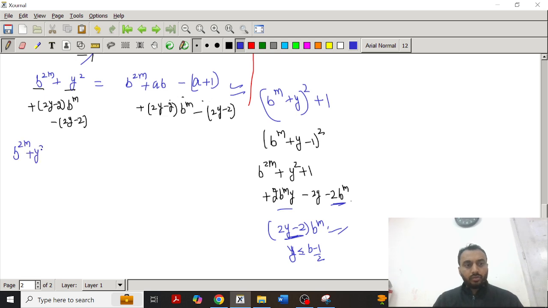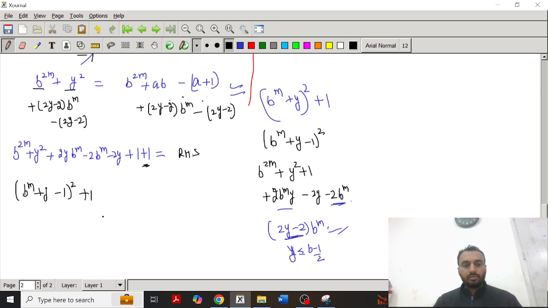So b power 2m plus y square plus 2y minus 2 times b^m minus 2y plus 2. Plus 2 can be written as 1 plus 1. So the right hand side is as it is. So that will become b^m plus y minus 1 whole square plus 1. So clearly we can see that we write the number in this form, and the right hand side is basically a number in base b minus the sum of its digits, isn't it?